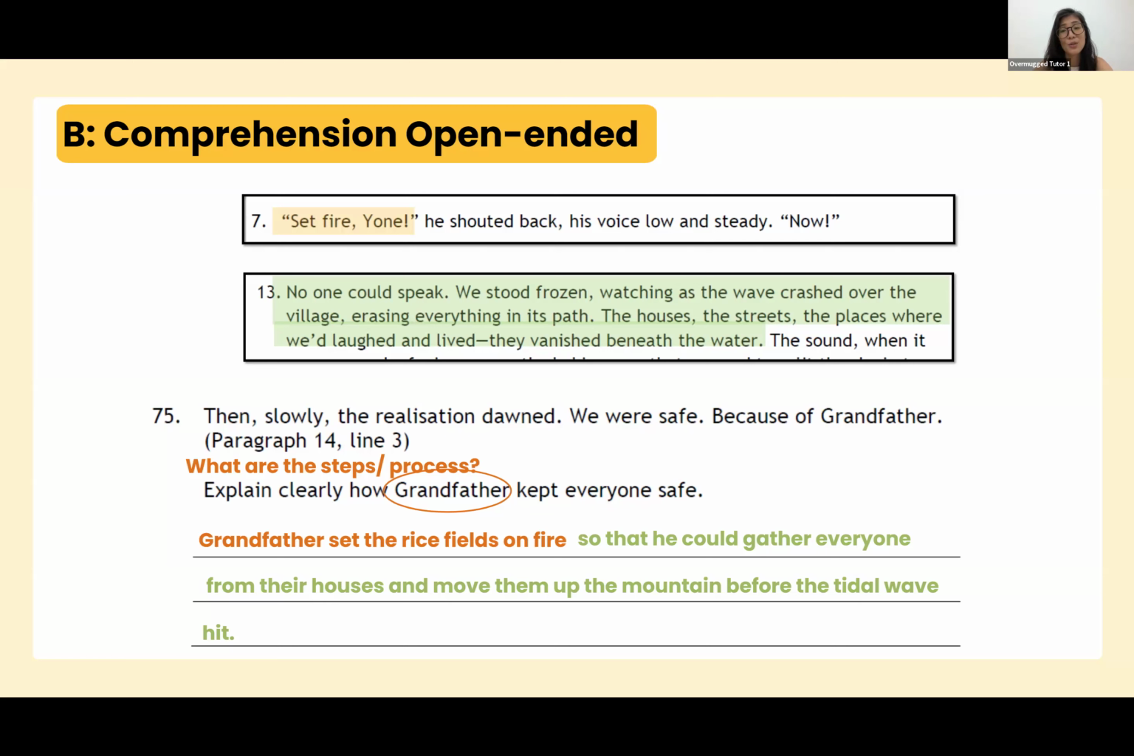So with that, you should be able to now score yourself for booklet A and B out of 90 marks.